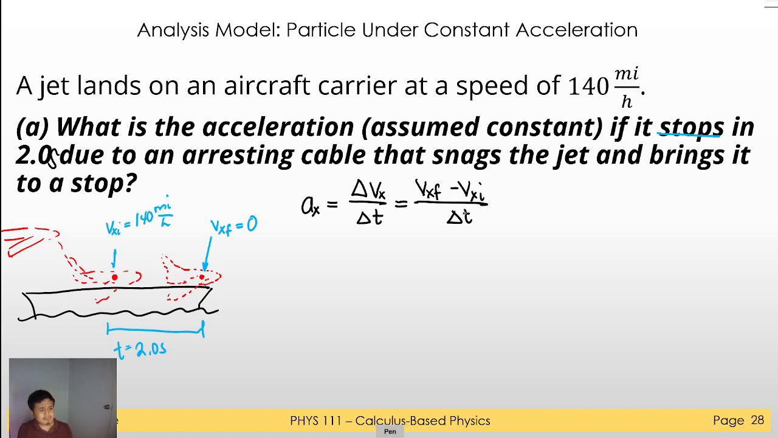So the change in time is 2 seconds. Alright, I will not try to change this anymore. So a_x will be equal to 140 miles per hour, no? So we have a problem here, actually. We have to first convert our units.